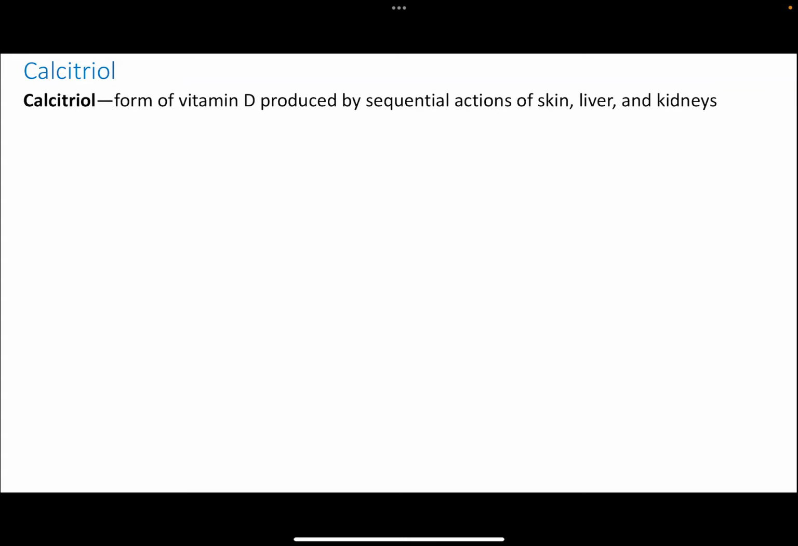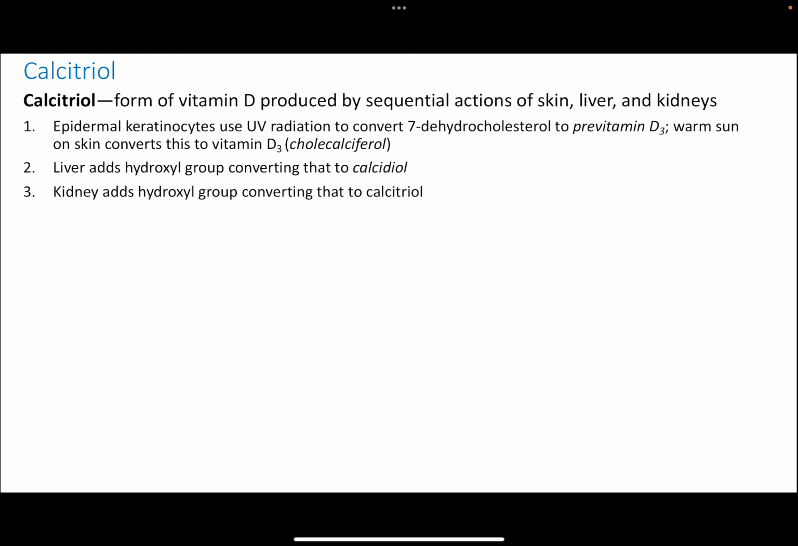Calcitriol is a form of vitamin D that is produced through actions of the skin, liver, and kidneys in that order. So I'm not concerned about you knowing the chemical conversions that happen in each of these, but do know that it begins with those keratinocytes in the epidermis that we've talked about in the integumentary system, using UV radiation to convert a pre-vitamin D to vitamin D, cholecalciferol.